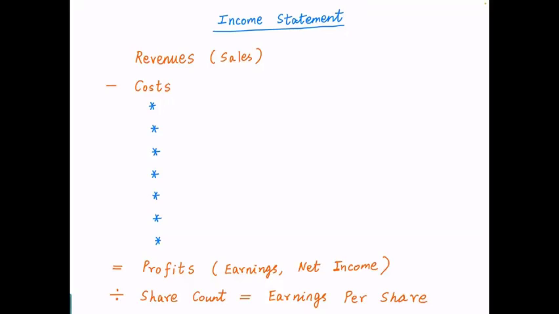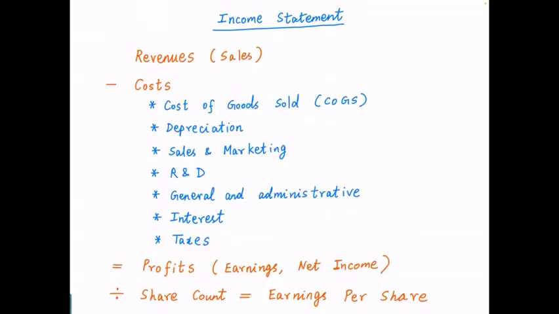So what are some of the costs that companies can have? These are all the various kinds of costs companies have. So there are all these different things. Cost of goods sold is exactly what it costs to buy raw materials. And then depreciation, which is essentially what the company has spent investing in property, plant, equipment, all this stuff.